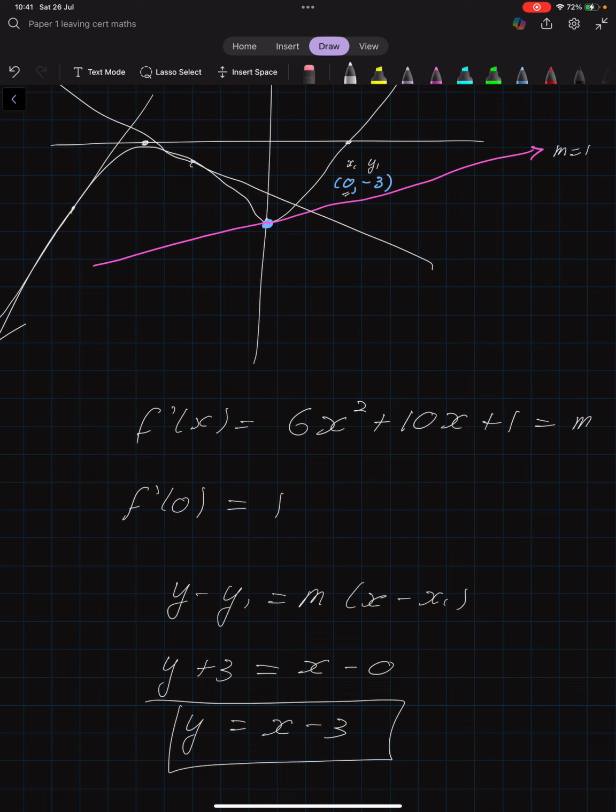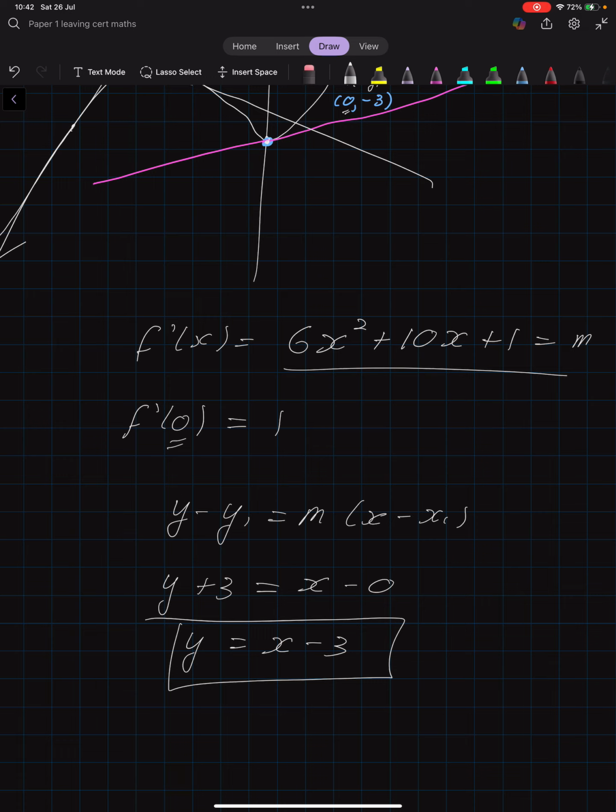That's all you have to do. Okay, so that's how you find the equation of a tangent. Just get your function, differentiate it, figure out what x value you want. In this case, it's 0. Find the slope, and then say, okay, well, the tangent obviously goes through that point, and therefore it's just this. Okay? All right.